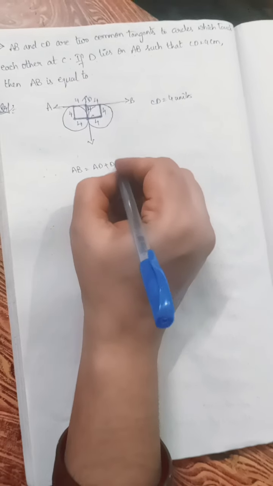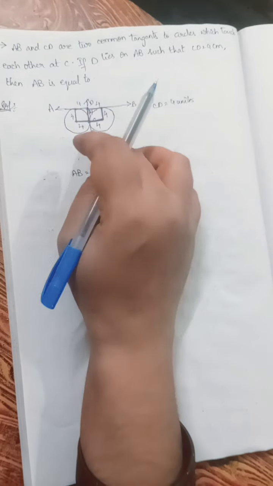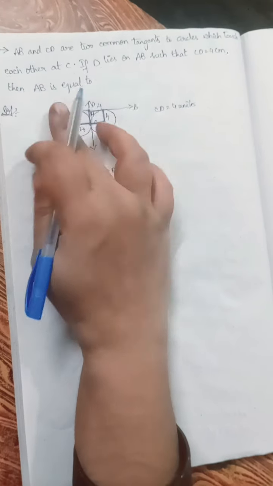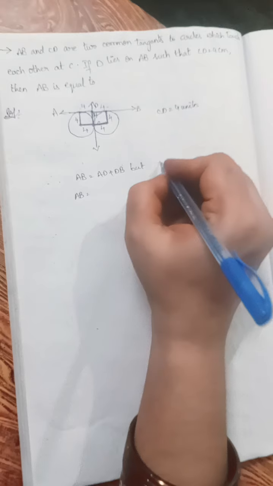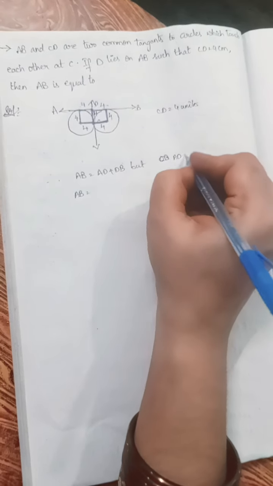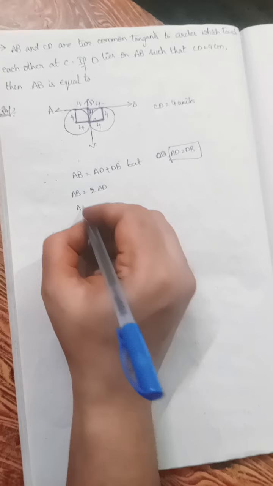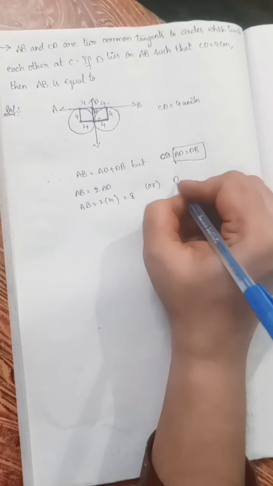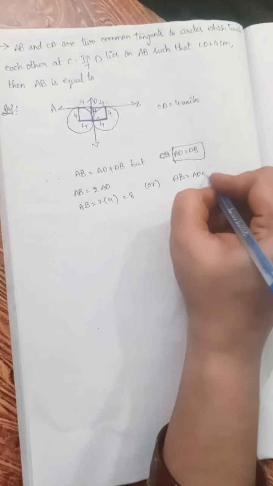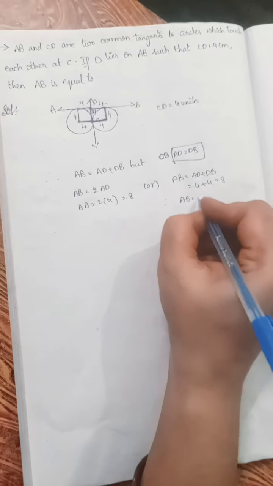AD plus DB. But one more thing we have, if two common tangents are touching the circle at some point and are tangents, otherwise directly you can do AB is equal to, by seeing this you can say AD equals to DB, right? So 2AD you can take, so AB equals to 2 into 4, which is equals to 8. Otherwise, how can you say AB equals to AD plus DB, which is equals to 4 plus 4, which is equals to 8. Therefore, AB equals to 8.